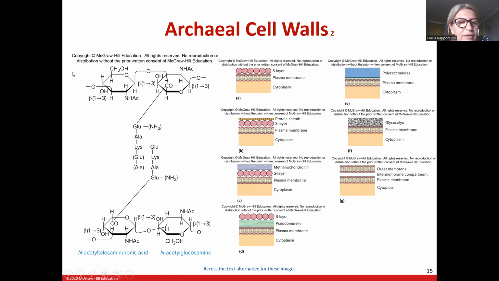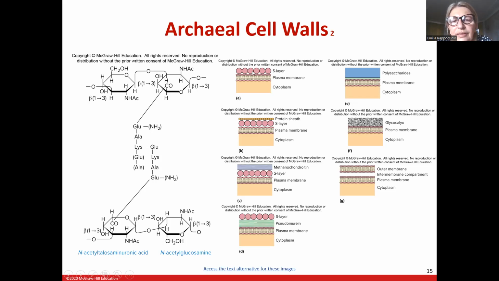This is the pseudomurein, with N-acetyltalosaminuronic acid and N-acetylglucosamine. So the disaccharide is different. You still have the chain of amino acids, but you don't have the interpeptide bridge with the glycines. So it's a different structure, pseudomurein compared to peptidoglycan.